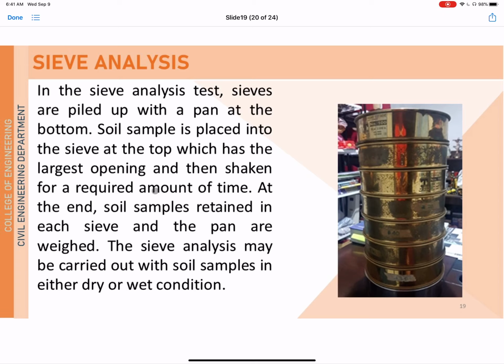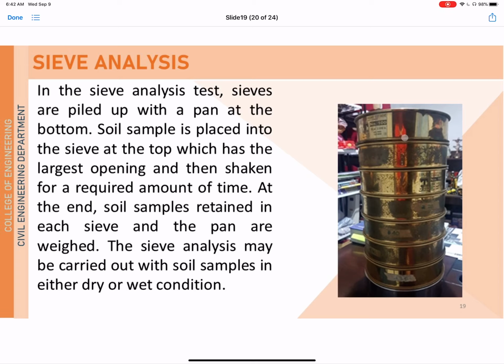And then this is covered and being shaken for a required amount of time in the sieve shaker. Normally we have a sieve shaker. At the end, after shaking, the soil samples retained in each sieve and the pan are weighed. The sieve analysis may be carried out with soil samples in either dry or wet condition.